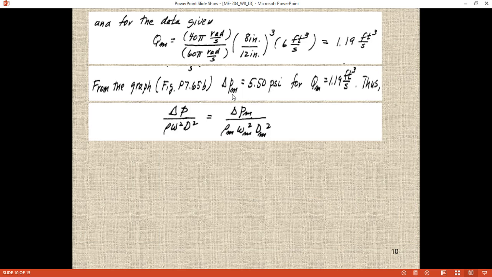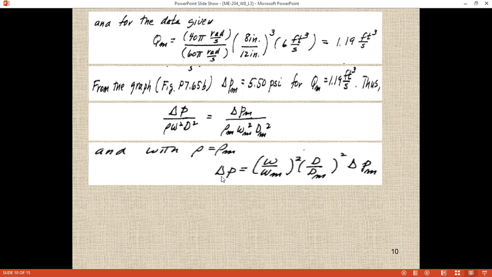We write down the same pi term for the model as well as for the prototype, this is the first pi term, and we separate all those values and make delta P of the prototype a function of delta P of the model. This is the ratio of angular velocity, and this is the ratio of the diameter. If we are using some other model fluid, so the density is not the same, we can take the ratio of the density as well.